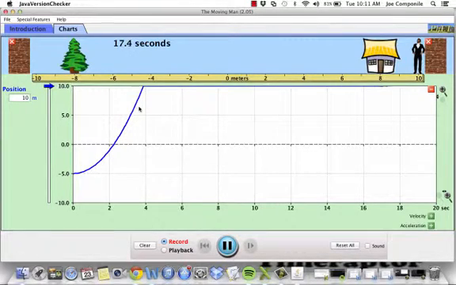That is because moving man's velocity is increasing, and since the slope tells us the velocity, the slope should be increasing over time as well. Furthermore, notice that the slope is positive the entire time, showing that he is moving in the positive direction the entire time.